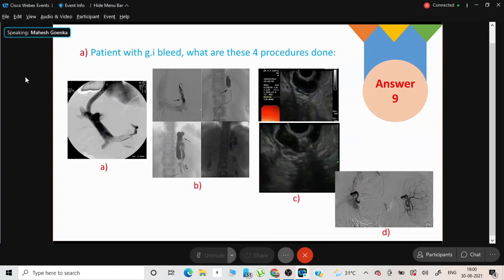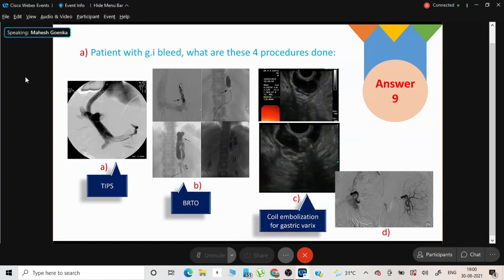Question number 9 has 2 components. Patient with GIB, what are the 4 procedures done? The first one is TIPS. Second one is BRTO. The third one is fundal varix embolization by coils. And fourth one is splenic artery embolization. As I said, this picture should have come first. You can see the coils here, and the splenic artery branches are not filled any further. So this is splenic artery embolization. All of them can be done for gastric varices.